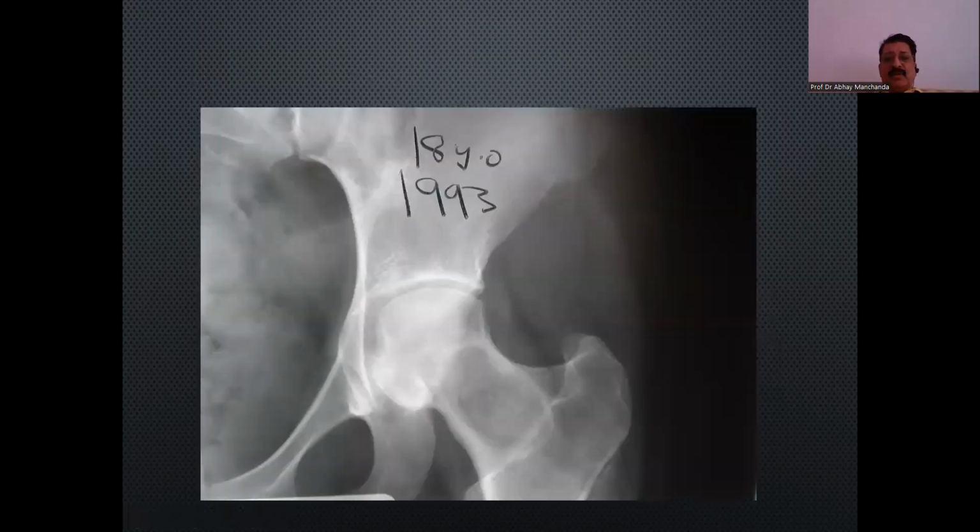Like this tumor, you see there is an X-ray of the pelvis showing the hip joint, and you can see a lytic lesion in the neck of the femur, where you see it is very well circumscribed. You can see clear borders. There is a very narrow zone of transition, and there is hardly any periosteal reaction. So this can be safely termed as a benign lesion.